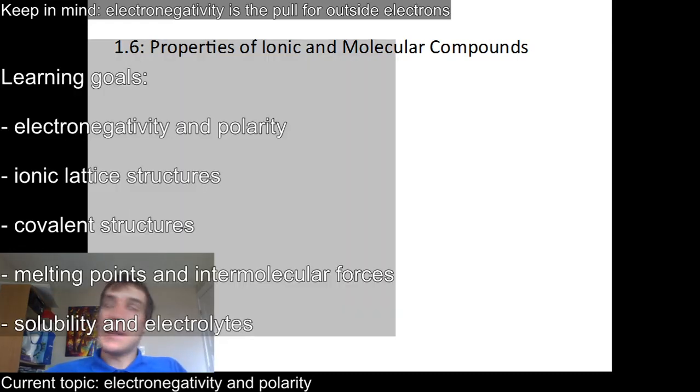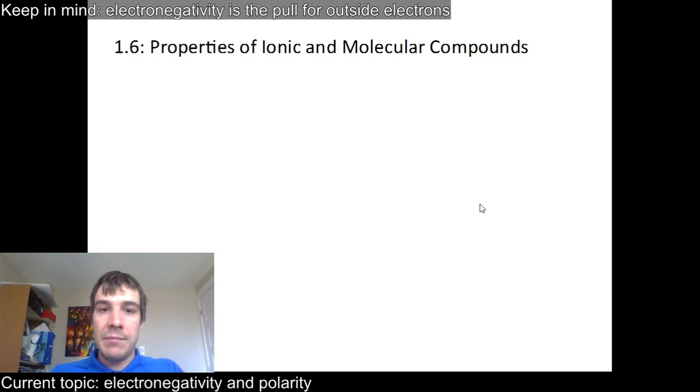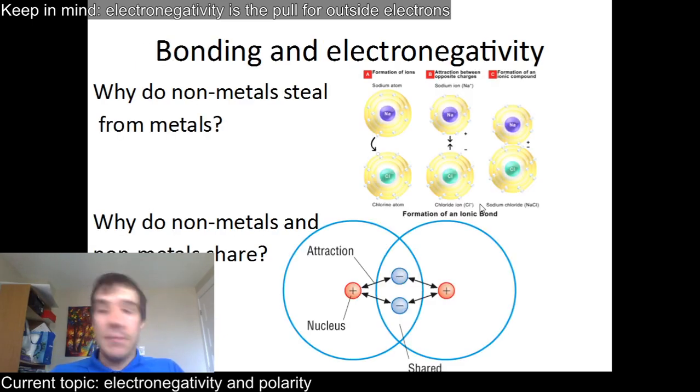First, we're going to talk about electronegativity and what that means for polarity. Then we're going to talk about the ionic lattice and what that means for the properties of ionic compounds. We'll talk about covalent structures and what that means for the properties of covalent compounds. And we'll talk about the specific properties that we're interested in, which is boiling points, solubility, and this concept of electrolytes. So let's jump in and talk about the electronegativity and the polarity.